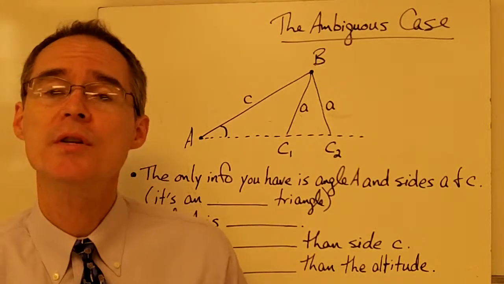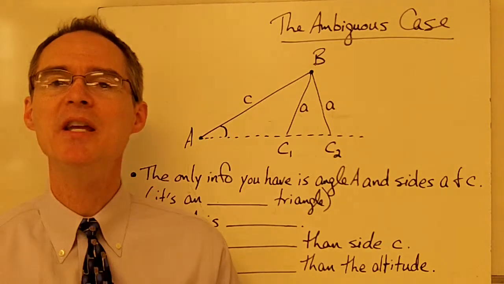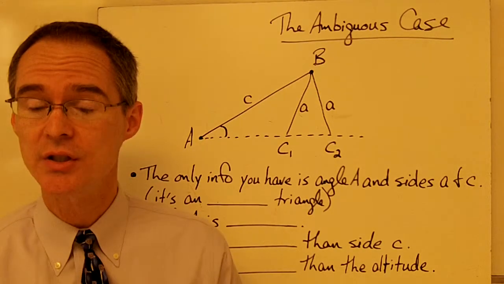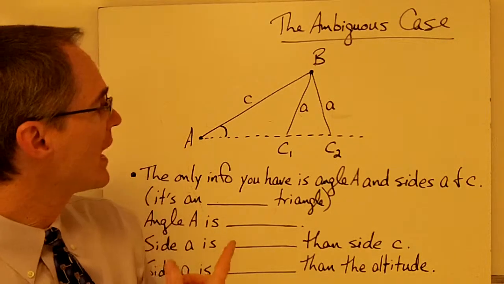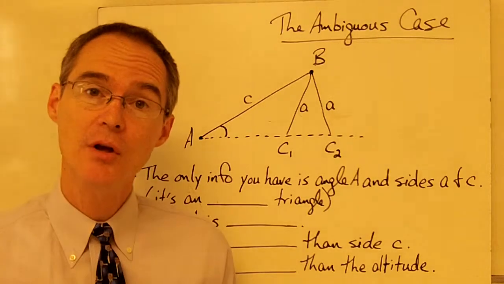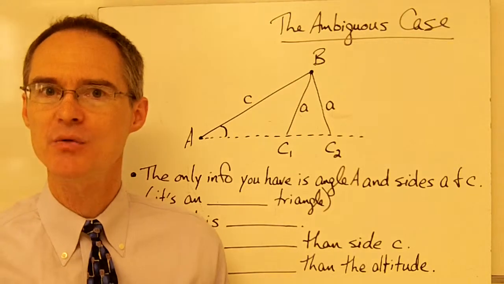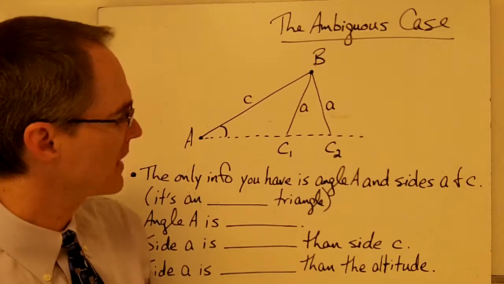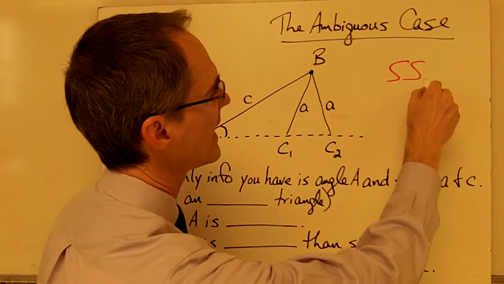Okay, in this video we're going to talk about the ambiguous case of the law of sines. Now the word ambiguous just means unclear or open to more than one interpretation. And the ambiguous case in the law of sines is a situation where you have enough information about a triangle to solve it using the law of sines, except you can come up with two solutions, and that's what's called the ambiguous case.